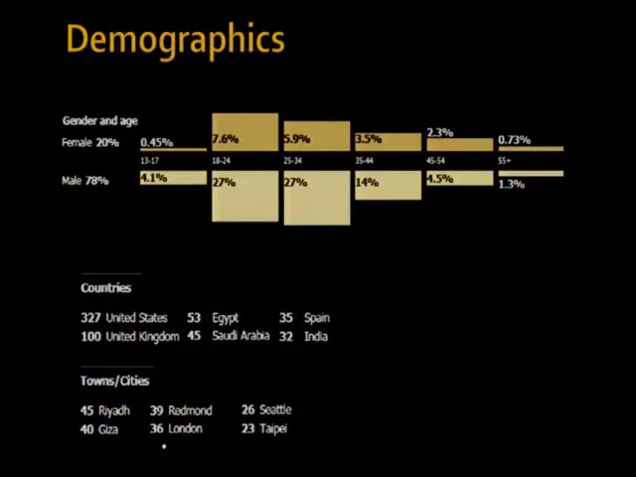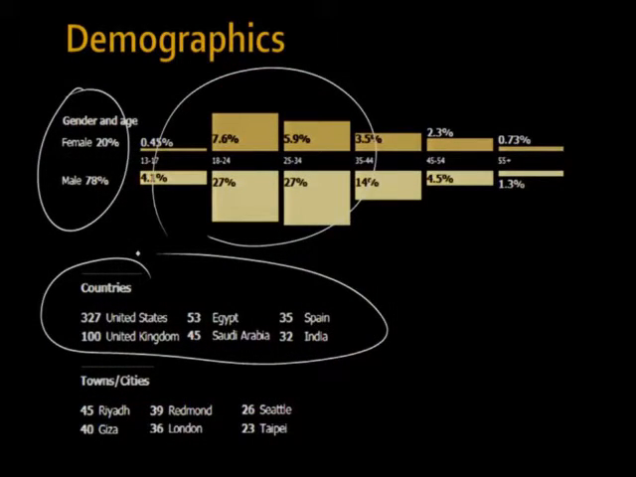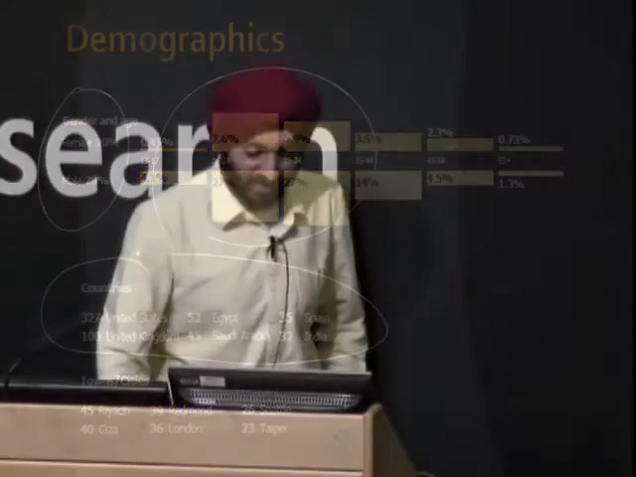So if you look at the demographics, it's fairly standard, what you would expect. The population was predominantly male, and predominantly young, and it was coming from a variety of different countries: from the United States, from the United Kingdom, a lot of people from Egypt, Spain, India, Saudi Arabia. And among the towns and cities, I don't understand why we got so many people from Riyadh, but I guess they are really interested in game theory.